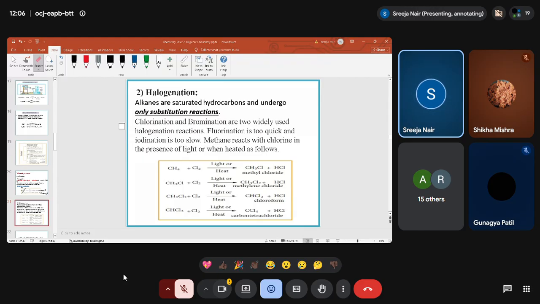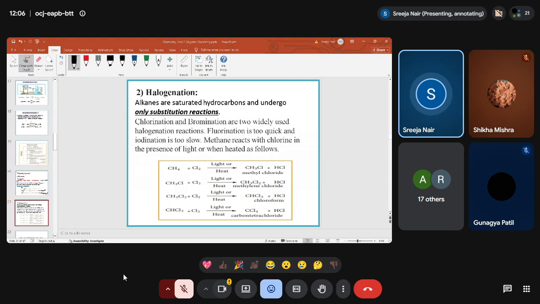It is a substitution reaction that is taking place here. Look at the example of methane. Methane has four hydrogens, and all these four hydrogens are being replaced by halogens. What type of halogens can you use here? You can use chlorine and bromine. They are commonly used for halogenation reactions.